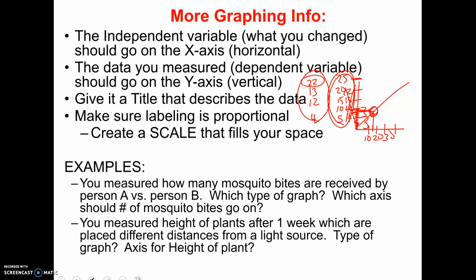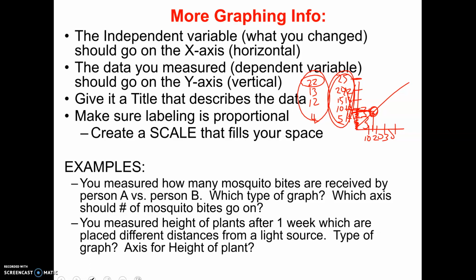So here are 2 examples. We did these in class. So let's say, example 1, you measure how many mosquito bites a person receives, person A versus person B. So maybe let's just say your experiment is that you heard that mosquitoes like to bite some people more than other people. So you get 2 people, you put them in a room full of mosquitoes, and you count how many mosquito bites they have after an hour.